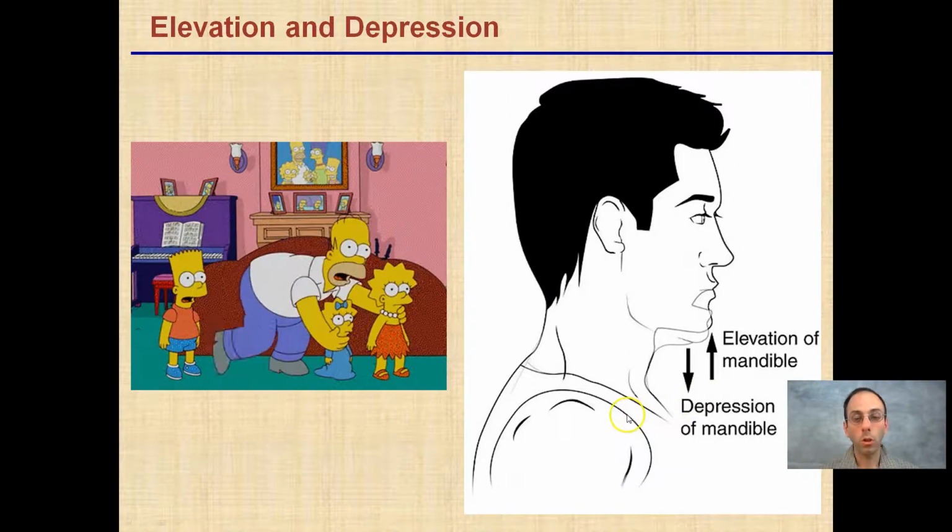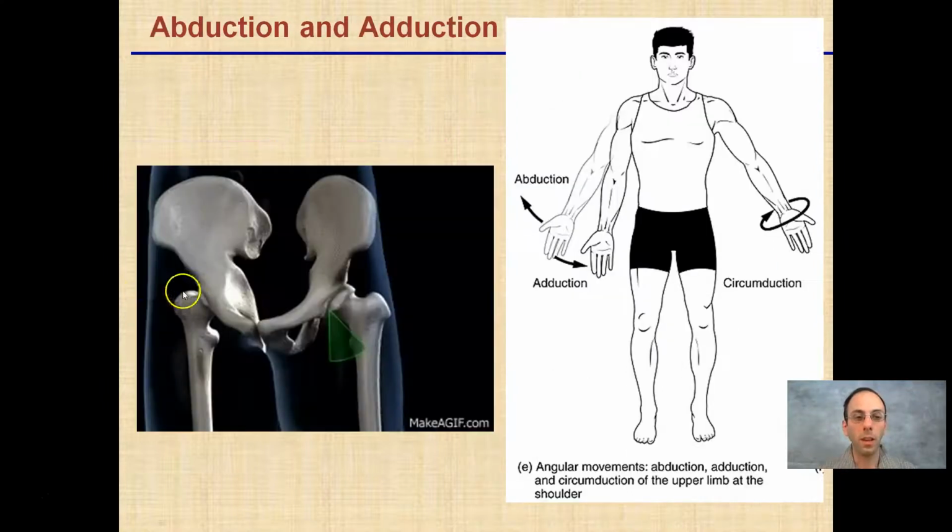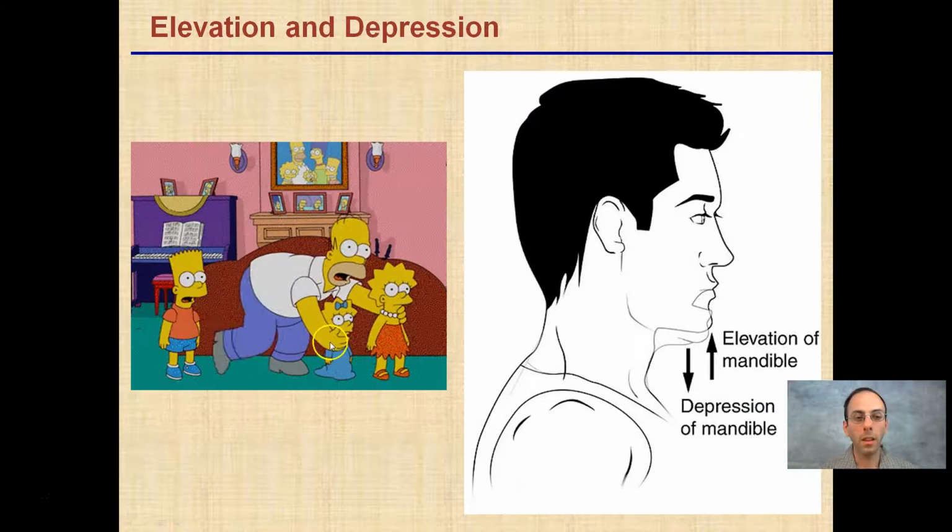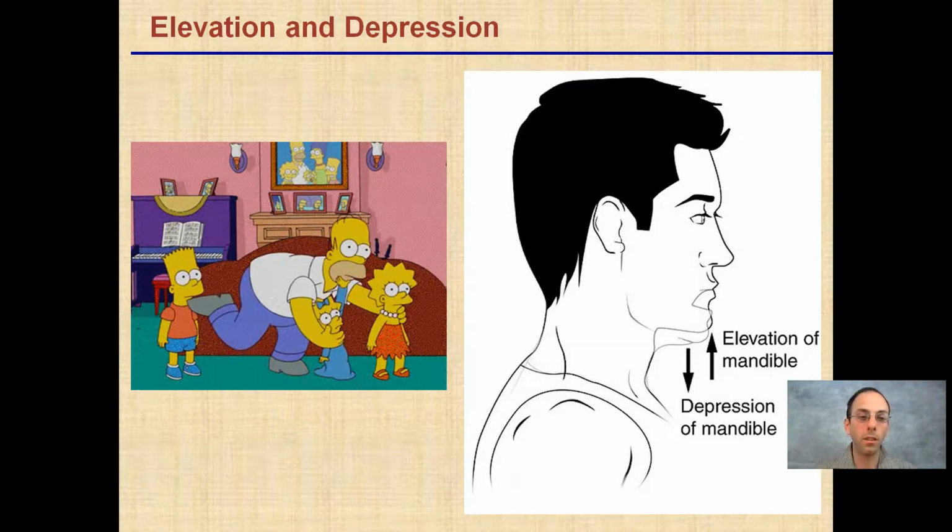Elevation and depression, looking here particularly at the mandible. So when the mouths are open here on The Simpsons, that's the depressed mandible. They're all kind of hanging the mouth open. And then Maggie helps Homer there with the elevation of his mandible, bringing it back up. So depression is down, and elevation is working its way back up there.